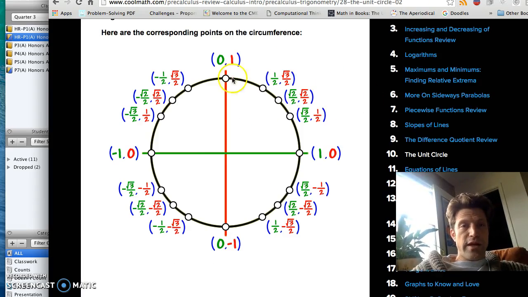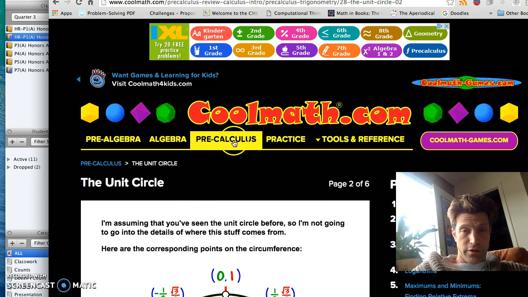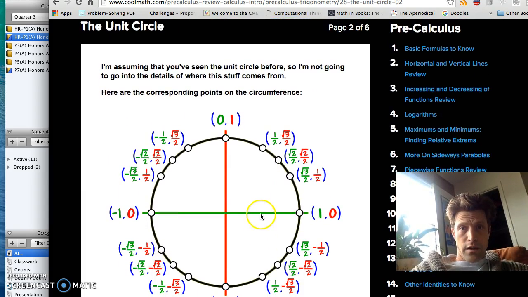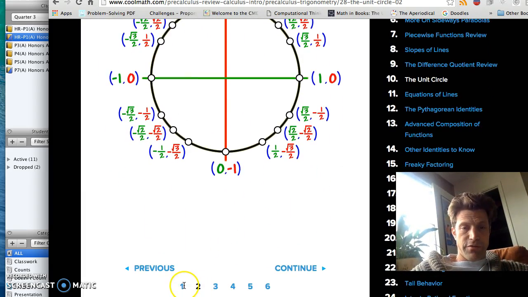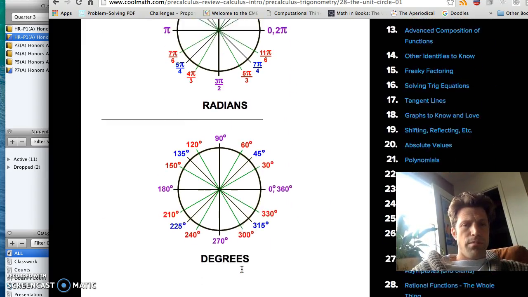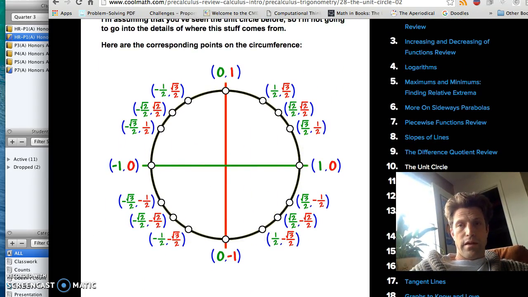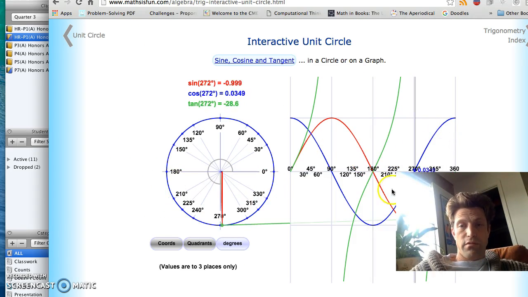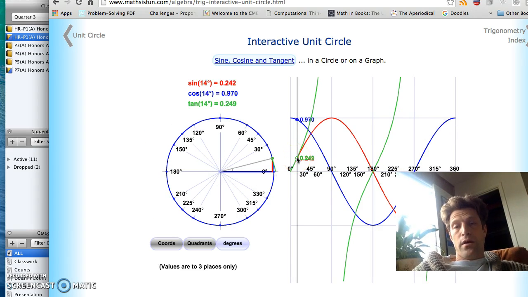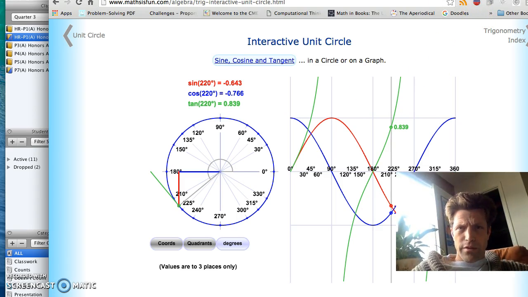Also useful is the coolmath.com unit circle webpage, which can be found in the pre-calculus section of coolmath.com. There's actually 6 different pages of that, and it's more about the unit circle, but that's good for us to review as we get into this, and then that'll help us move toward these graphs here and what they are exactly.